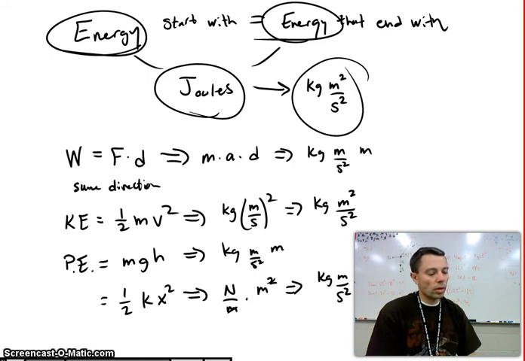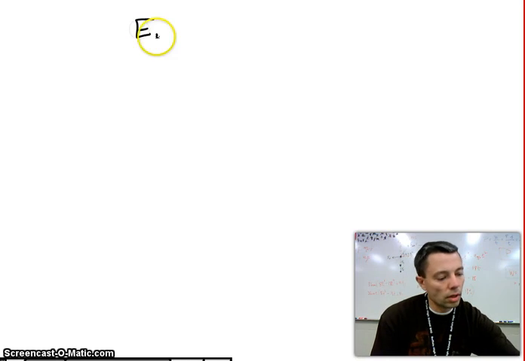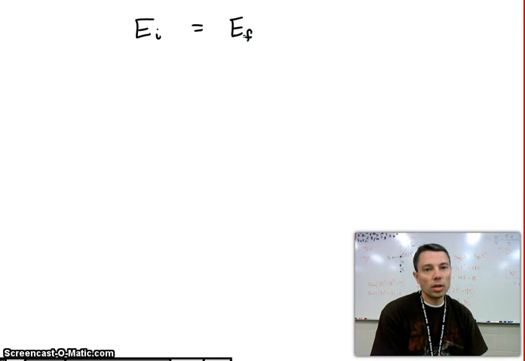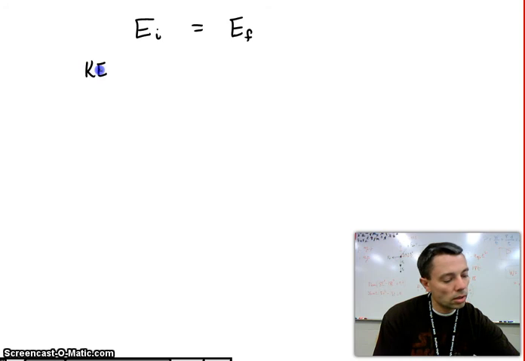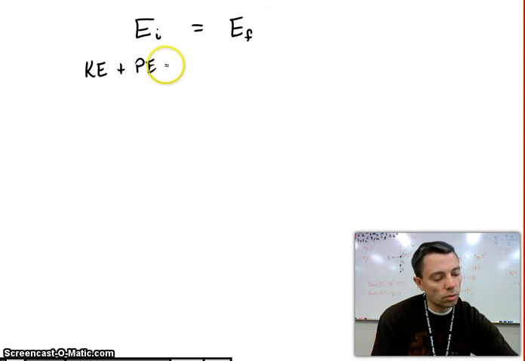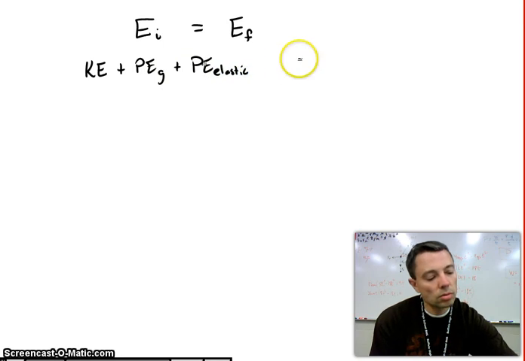So, if we look at it in that sense, initial energy is equal to final energy, okay? Initial energy can be any of these types of things. It can be kinetic energy, it could be potential energy due to gravity, okay. It could be potential energy due to elastic, okay, springs.